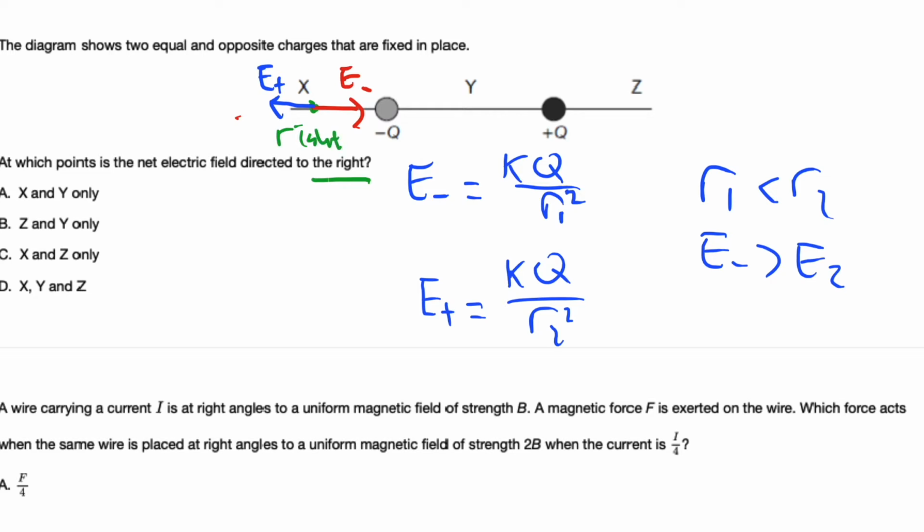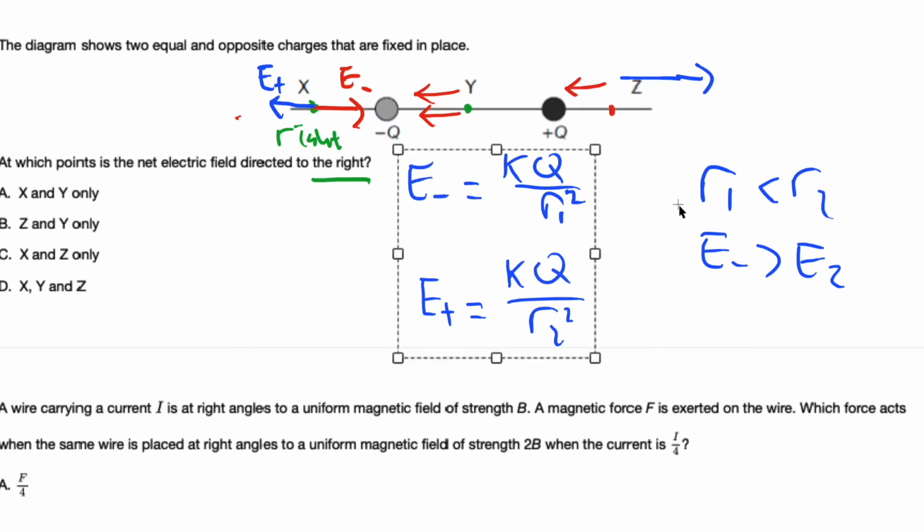What about Y? So here, let's say it's Y. The electric field is going to radiate inward for a negative charge and outward for a positive charge. So the electric field is going to point in the left direction. And for Z, for the negative charge, it's going to radiate inward, so it's going to point to the left. And for the positive charge, it's going to radiate outward, so it's going to point to the right.